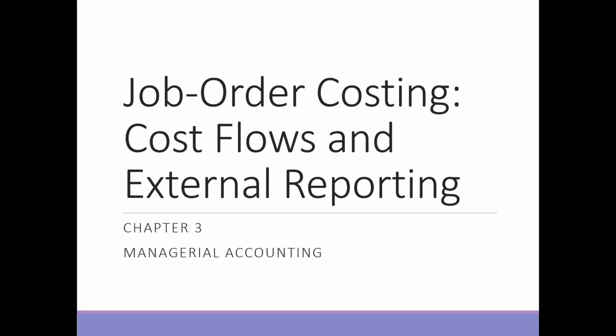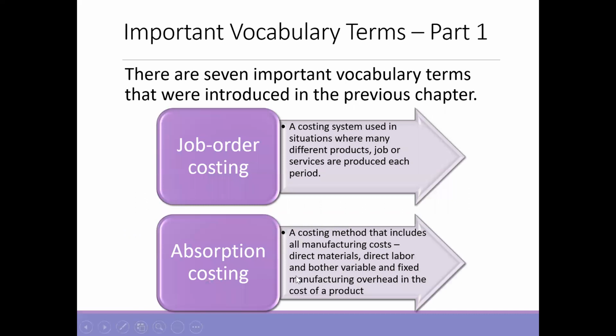Okay, so we're going to continue on with this job order costing that we discussed last week. So a couple terms. Job order costing: a costing system used in situations where many different products, jobs, or services are produced each period, and you want to keep track of them individually.